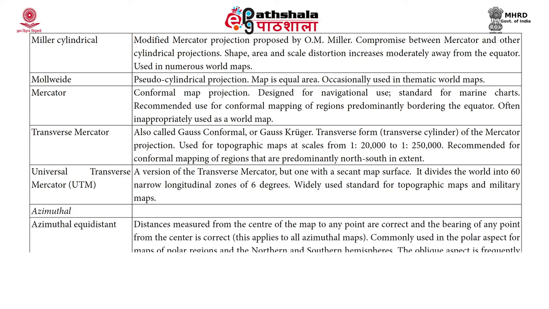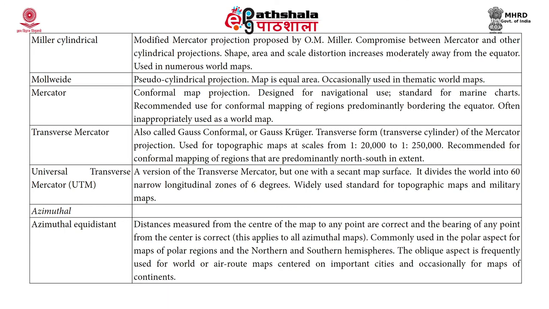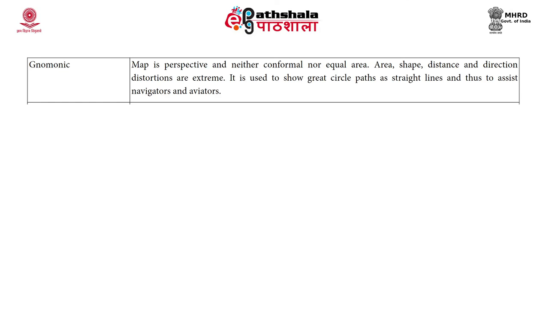Next is the azimuthal projection, and within this azimuthal projection, the first is the azimuthal equidistant. Distances measured from the center of the map to any point are correct, and the bearing of any point from the center is correct, which means it applies to all the azimuthal maps. Commonly used in the polar aspect for maps of polar regions and the northern and southern hemispheres. The oblique aspect is frequently used for world or air route maps centered on important cities and occasionally for maps of continents. And the next is gnomonic projection. This map is perspective and neither conformal nor equal area.